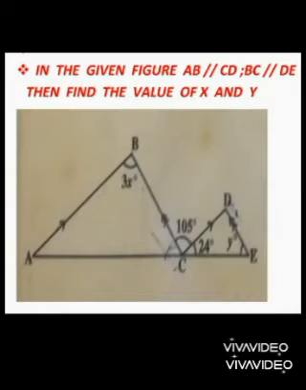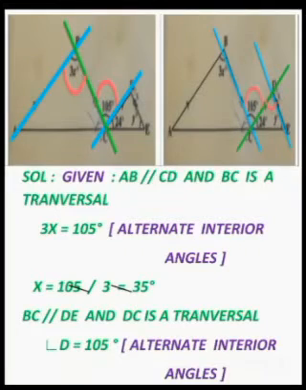Okay children, let us move to the second sum. In the given figure, AB is parallel to CD and BC is parallel to DE. Then find the values of X and Y. So what they have given in the question, children: AB is parallel to CD and BC is parallel to DE. We have to find out the values of X and Y. So let us move to the solution, children.